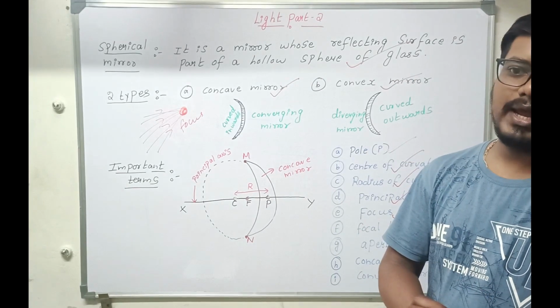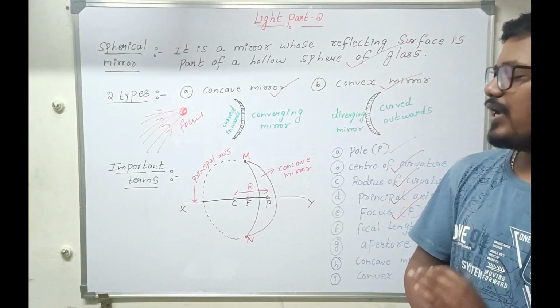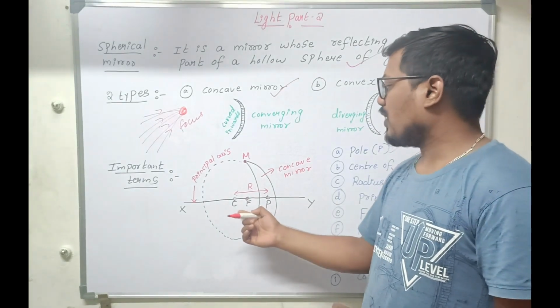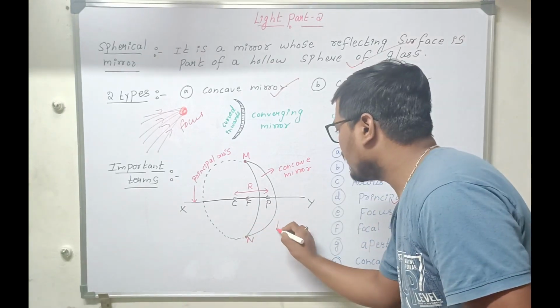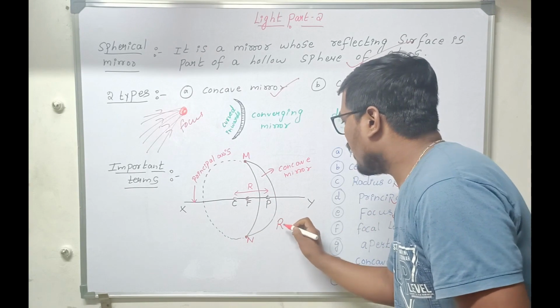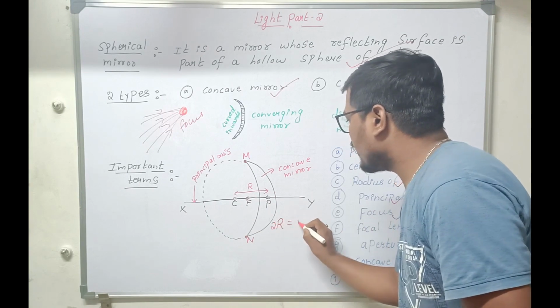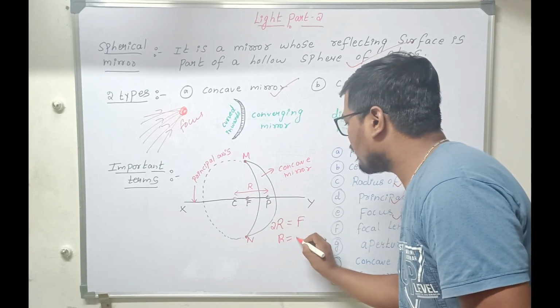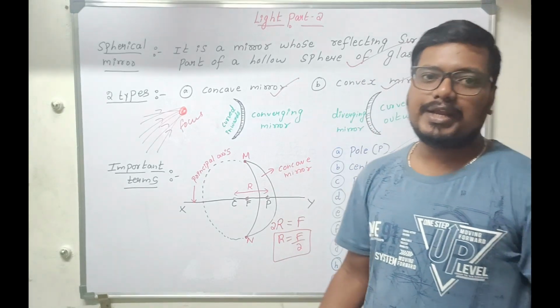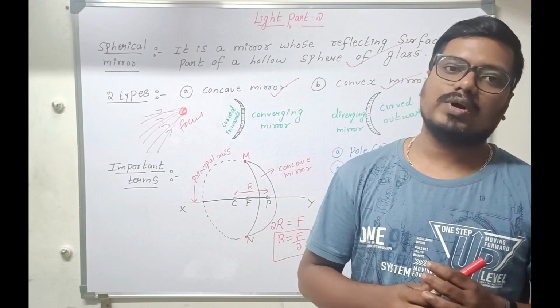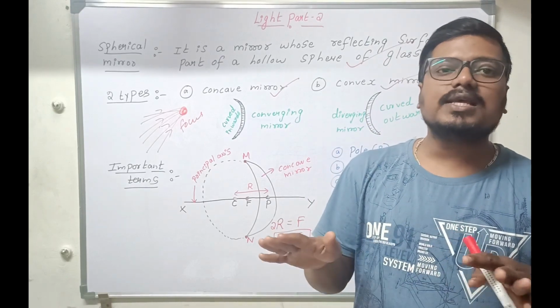So what is the focal length? Focal length, the easy way you can write it, is the distance from the pole to the center, or another way we can write it using R. 2F is equal to R. F is equal to R by 2. By this, what can I conclude? Half of the radius of curvature is nothing but the focal length. That is exactly half the value.